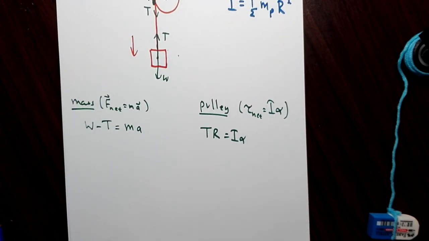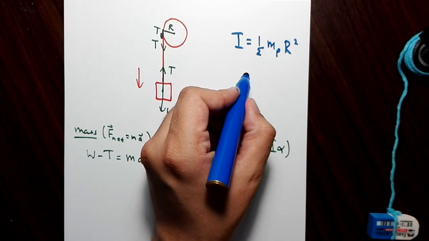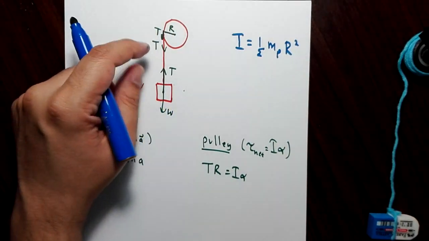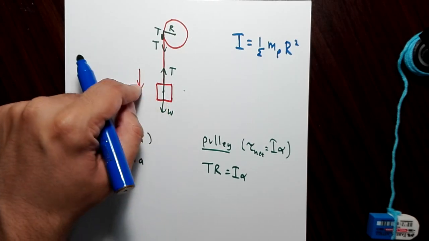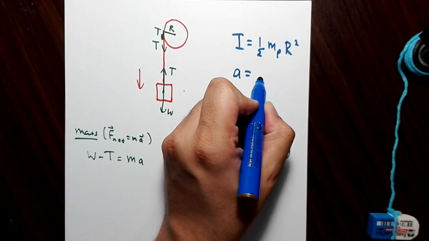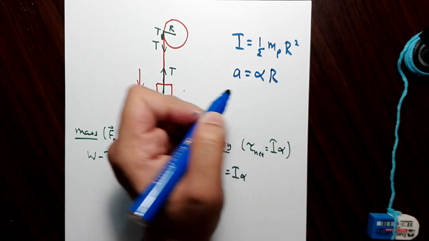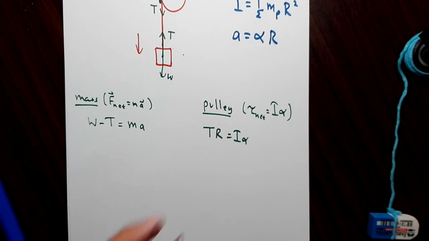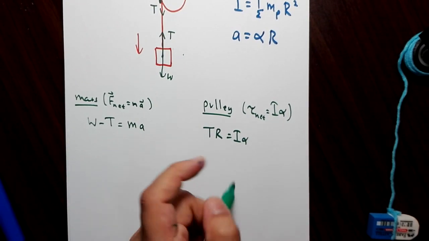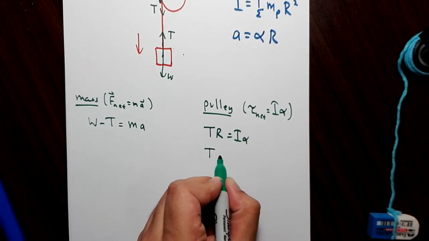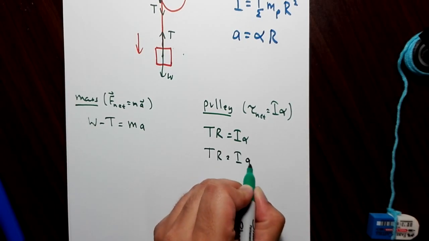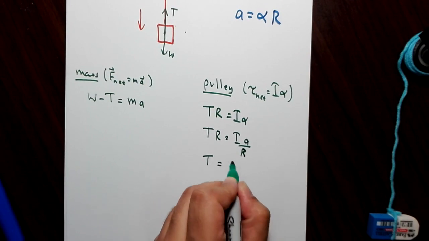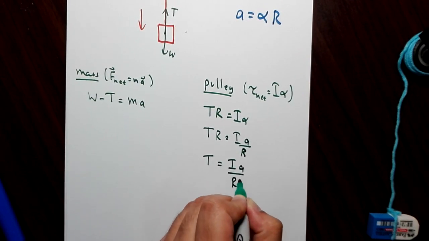Now you should also know that the pulley has tangential acceleration also. The tangential acceleration is the acceleration of the mass, and it is equal to angular acceleration multiplied by the radius of the pulley. So we can plug this in over here to simplify this equation more. We can write T R equals I a divided by R. So that gives you T equals I a divided by R squared.